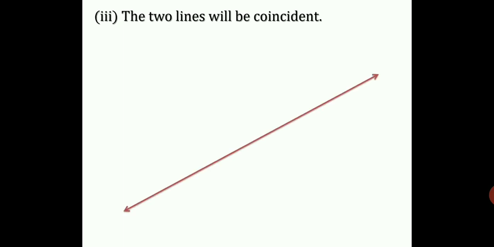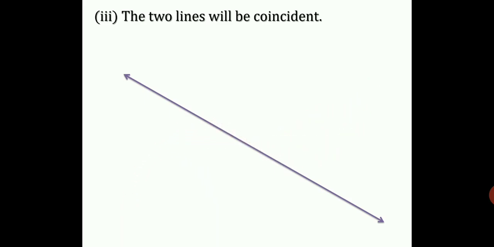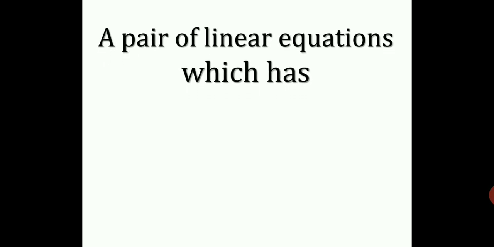So this is the first line and this is the second line, but they coincide. The second line lies on the first in the same way, so there are infinitely many common points. This is called coincident lines. So there are three conditions: first is intersecting, second is parallel, and third is coincident.